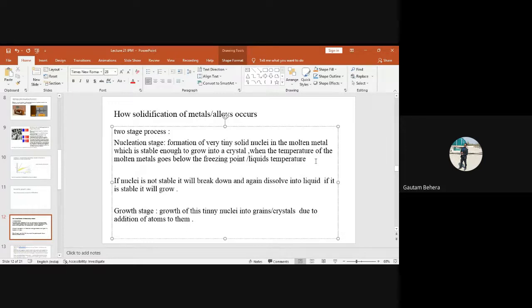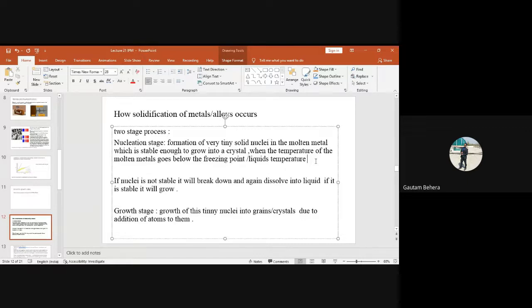Why? Because liquid will not remain stable. Liquid is one phase, solid is the other phase. So a particular phase has a particular stability at a particular temperature. Liquid stability is higher at high temperature, that means above the melting point or above the liquidus temperature. But solid is stable below the liquidus temperature or below the melting temperature. So there will be a phase transformation from liquid to solid when we are taking the liquid below the melting point or below the liquidus temperature.